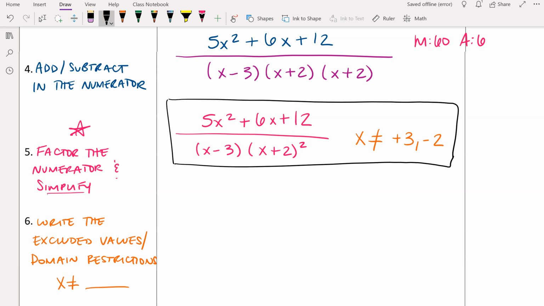All right. If you follow these steps every single time, you should be able to get the answer to the Khan Academy practice problems. Let's go and practice.